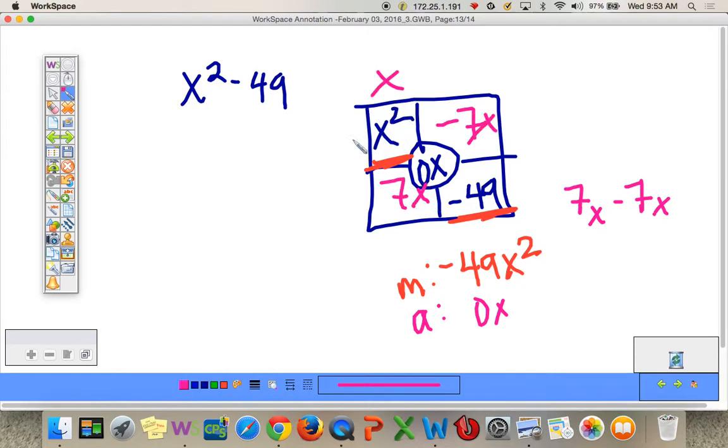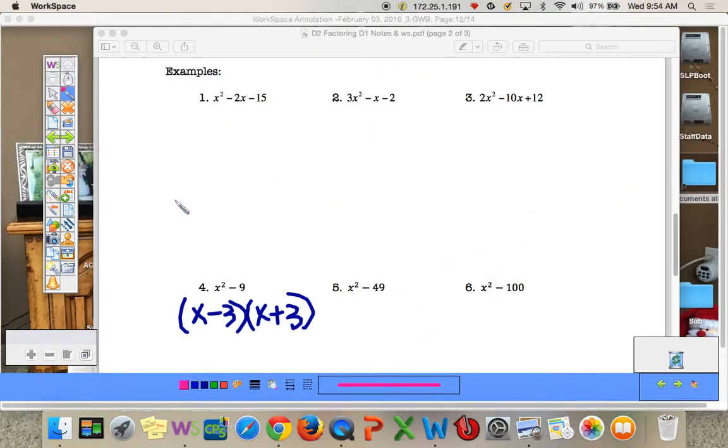What multiplies to x squared? We have x and x, minus 7, plus 7. So the factors of x squared minus 49 are x minus 7, x plus 7. All right, let's put that here.